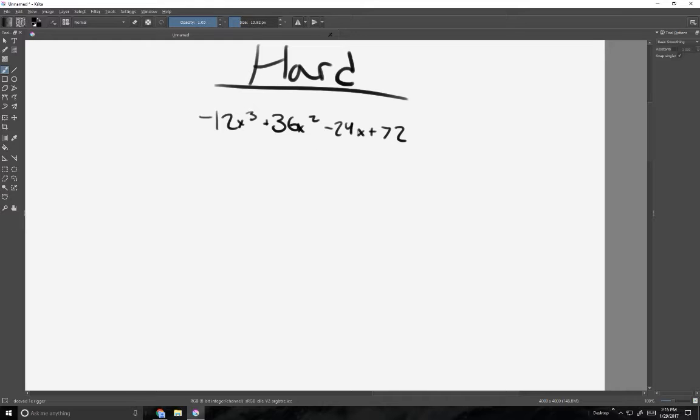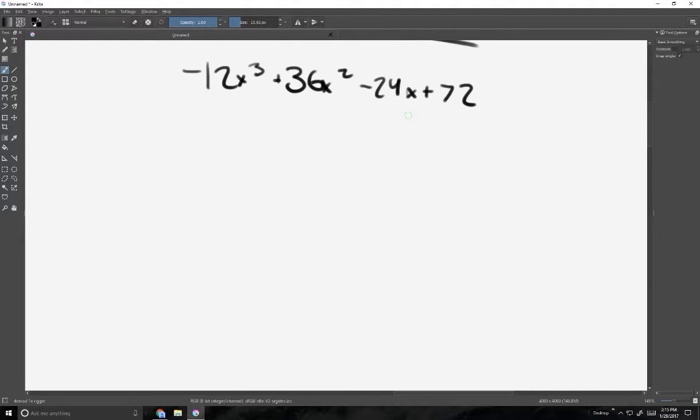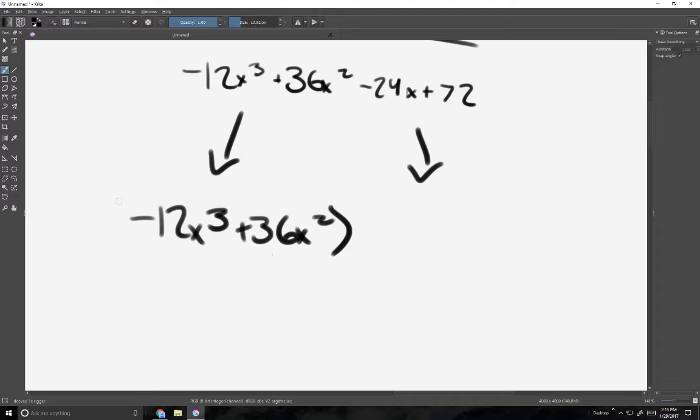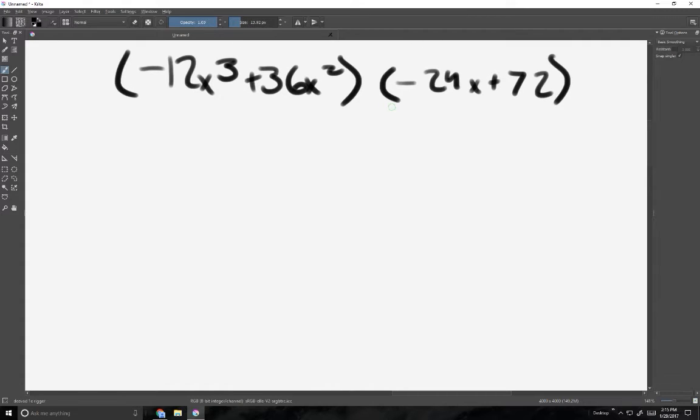Okay, on to the hard question. We have negative 12x cubed plus 36x squared minus 24x plus 72. So go ahead and draw our arrows, and we're going to group them. For the first one, you have negative 12x cubed plus 36x squared, and then put parentheses around, and then negative 24x plus 72. Put your parentheses around, and now we have to factor out the GCF for each.